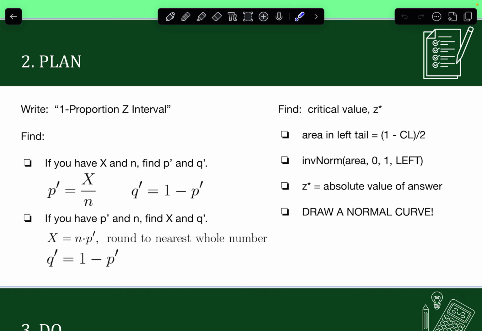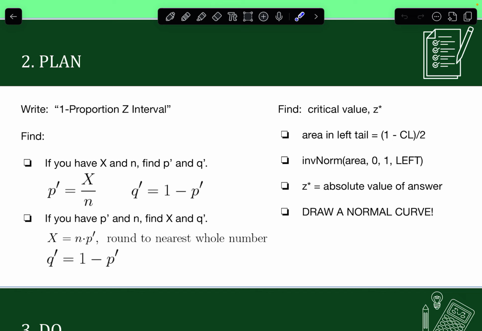And in the plan step, you're going to need to find some values related to the problem. If in the problem you're given the number of successes and the sample size, you're going to want to find the sample proportion for success and the sample proportion of failures, p prime and q prime. P prime is x over n. We saw that with binomial problems, successes over sample size. And q prime is its complement. So if p prime was 0.4, q prime is 0.6. If p prime was 0.75, q prime is 0.25. These two things should add up to 1. That's the most common format for proportion questions.